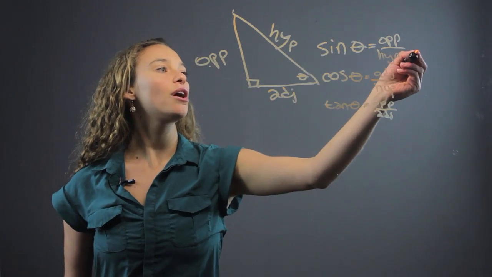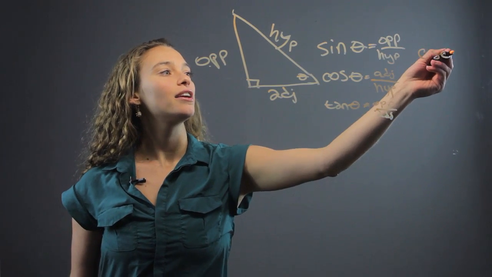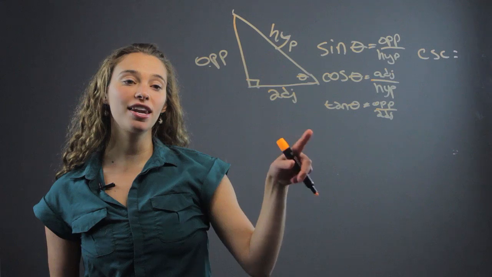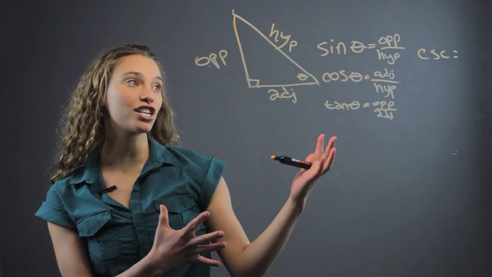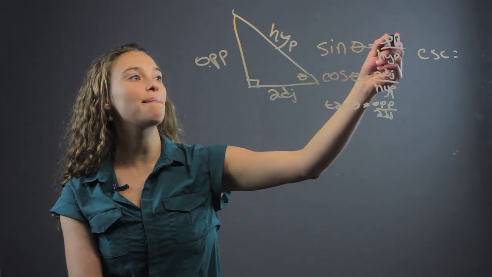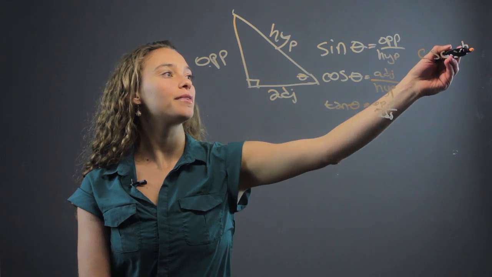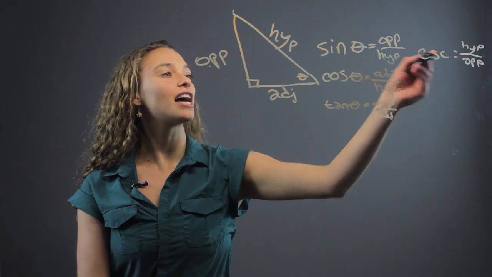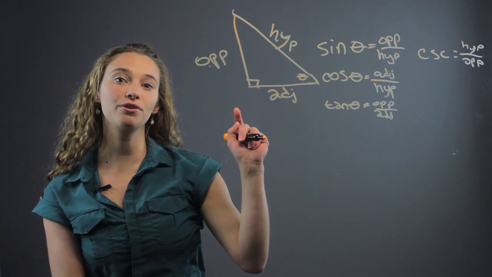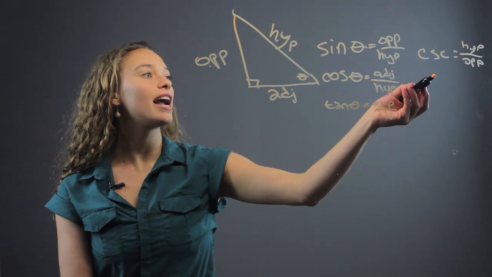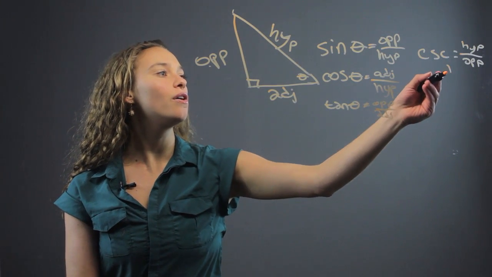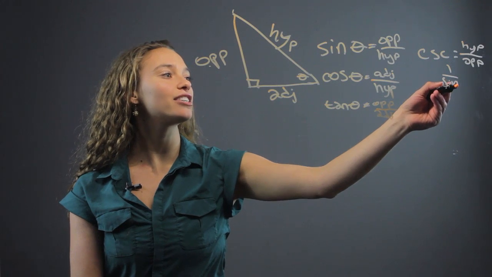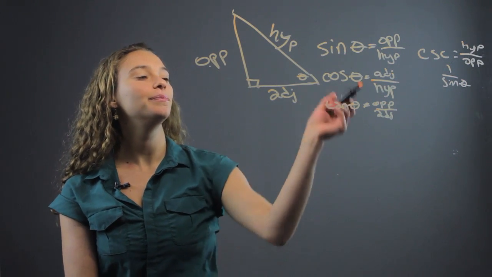There's also cosecant, right, which we can write in two ways. One is the trigonometric function, which is the hypotenuse over the opposite, the opposite of sine. You can also use the identity to write 1 over sine. That is a trigonometric identity right there.